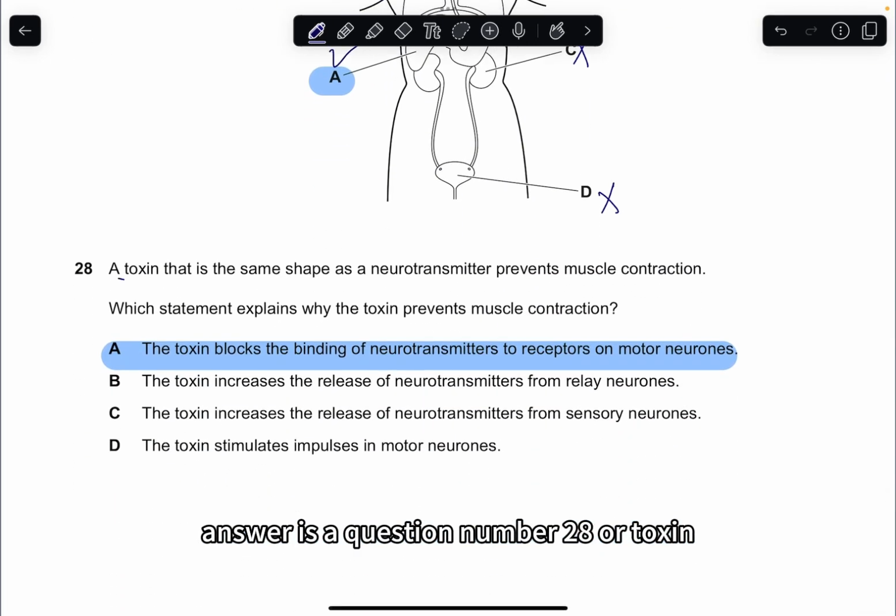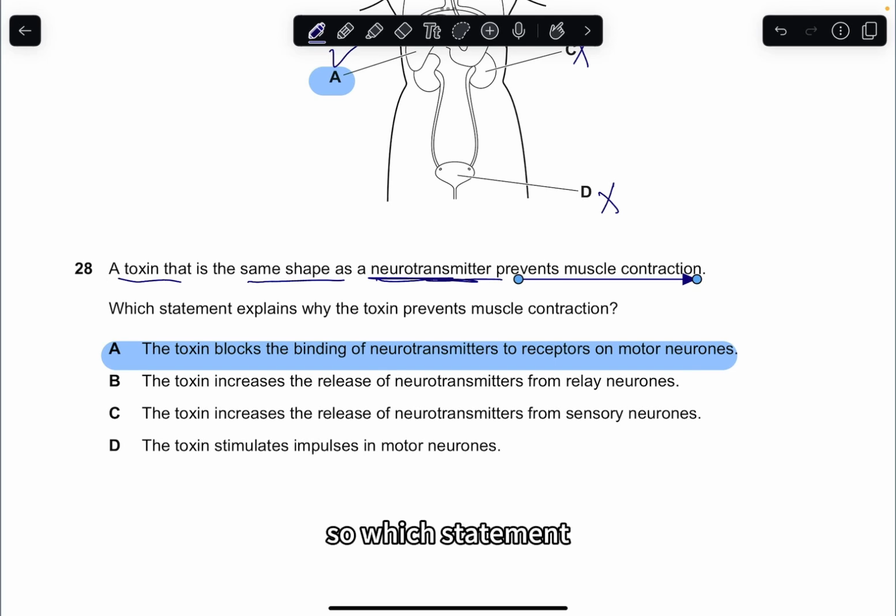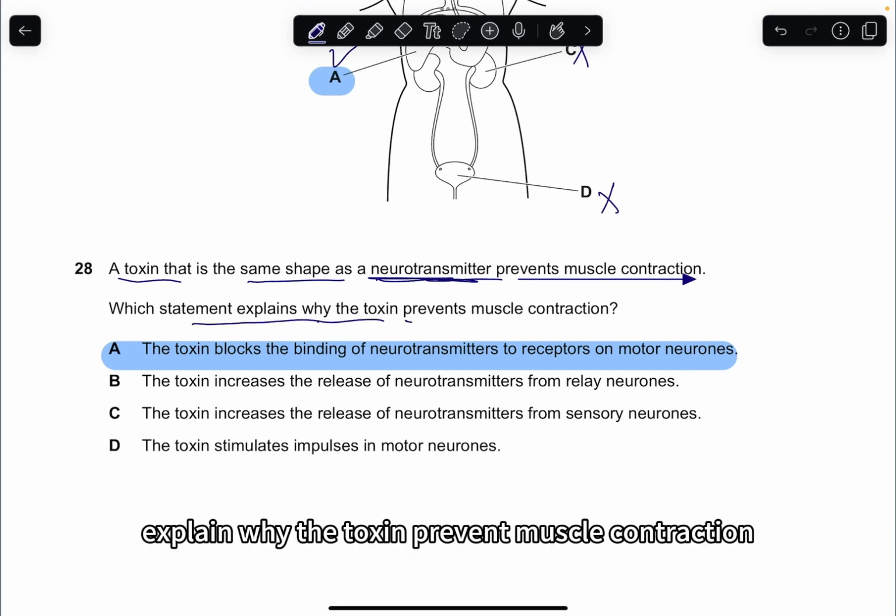Question 28. A toxin that has the same shape as a neurotransmitter prevents muscle contraction. Which statement explains why the toxin prevents muscle contraction?